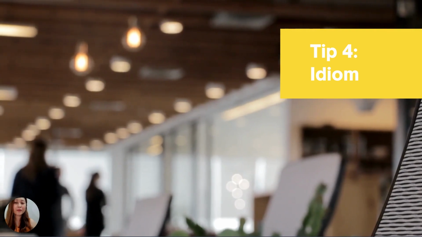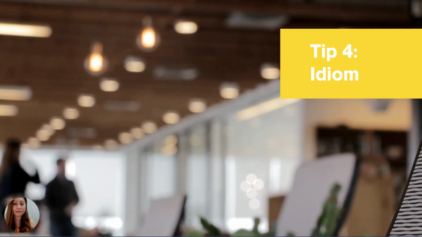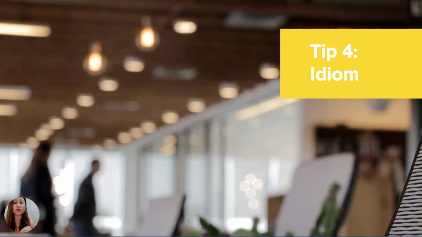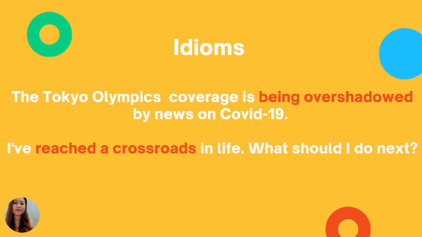Now, idioms are expressions that don't actually say what the words mean. It's a group of words that, when put together, means something else, and it's not related to the individual word meaning. So again, this is a usage of figurative language. If you look at some of these examples, the Tokyo Olympic coverage is being overshadowed by news on COVID-19, meaning COVID-19 news has garnered more attention.